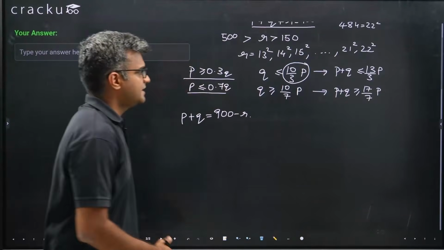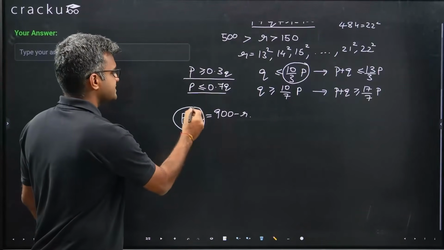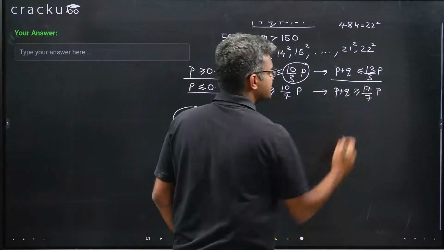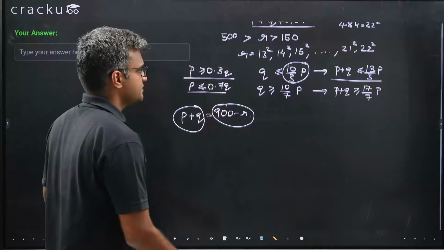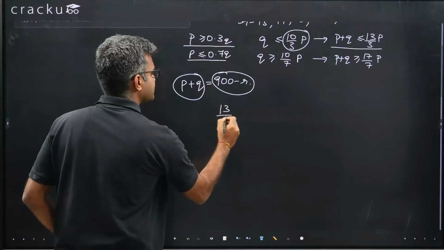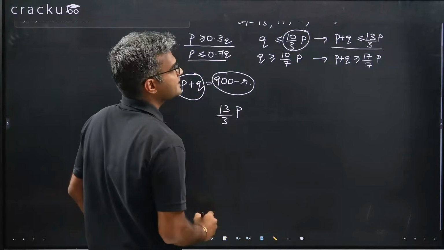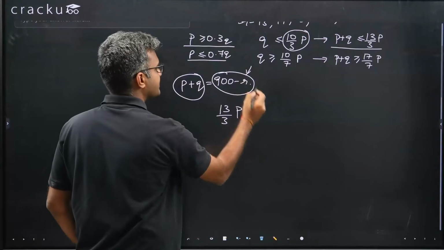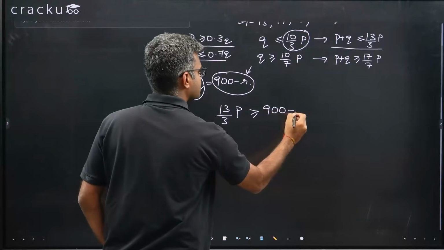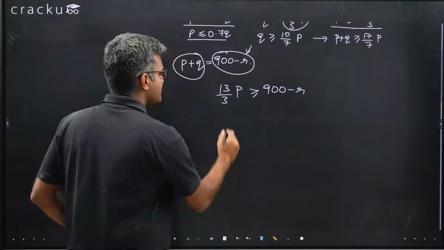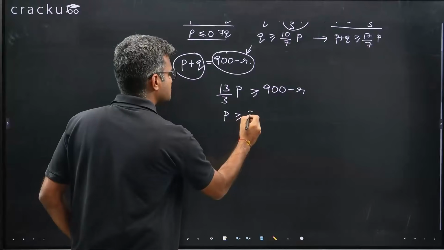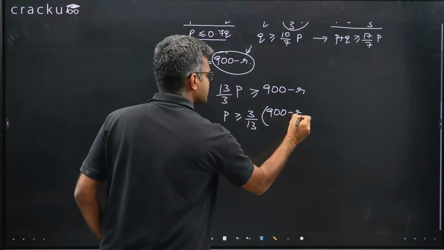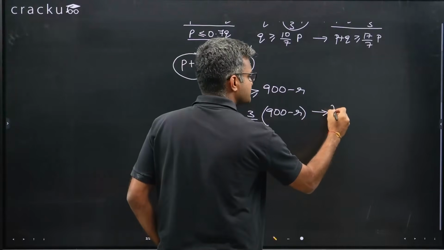Why am I doing this? I am doing this because I know that p plus q is equal to 900 minus r. Now here I have p plus q is less than or equal to 13 by 3 p. This would imply that 13 by 3 p is greater than or equal to p plus q, but p plus q is equal to 900 minus r. Therefore, the value of p is greater than or equal to 3 by 13 into 900 minus r. This will give me the minimum possible value of p.